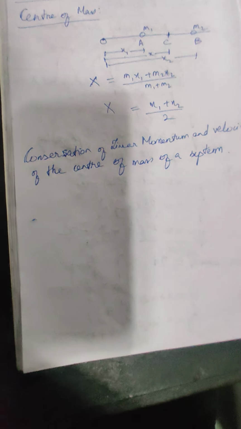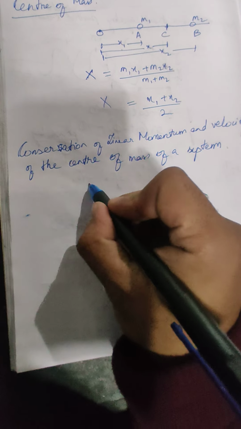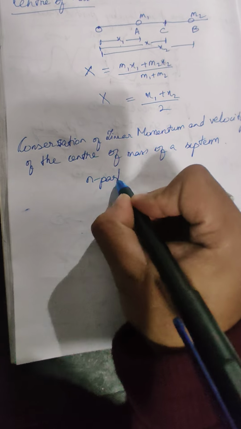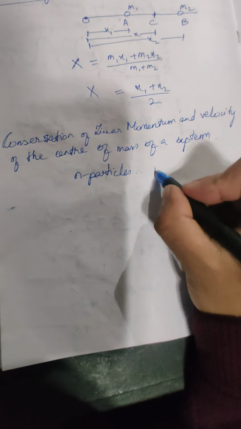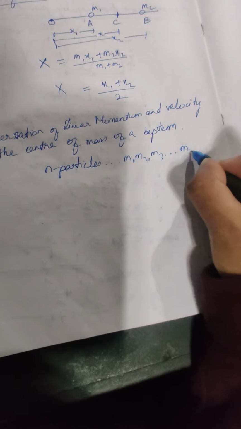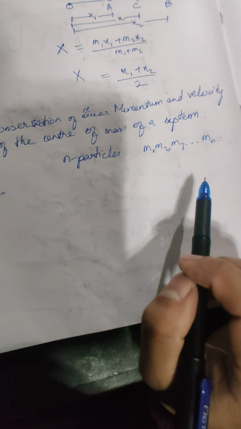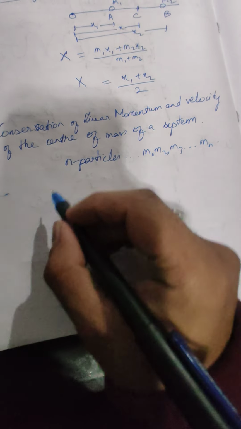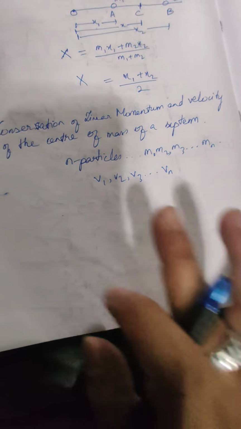Now consider a system of n particles. There can be an infinite number of particles, each of them having masses m1, m2, m3, up to mn. So if there are n particles in a system, with masses m1, m2, m3, up to mn, moving with velocities v1, v2, v3, up to vn, these are their respective velocities.